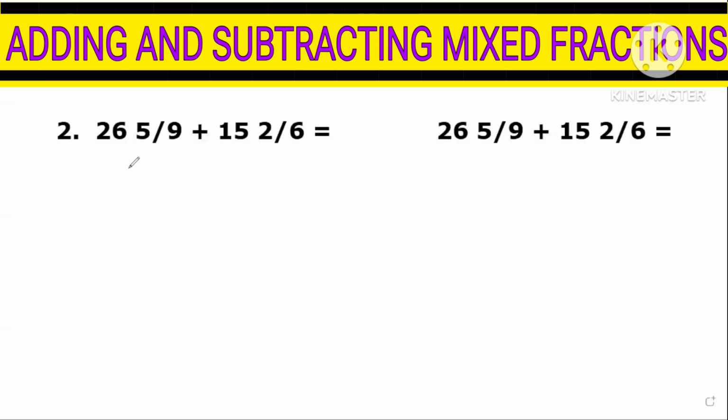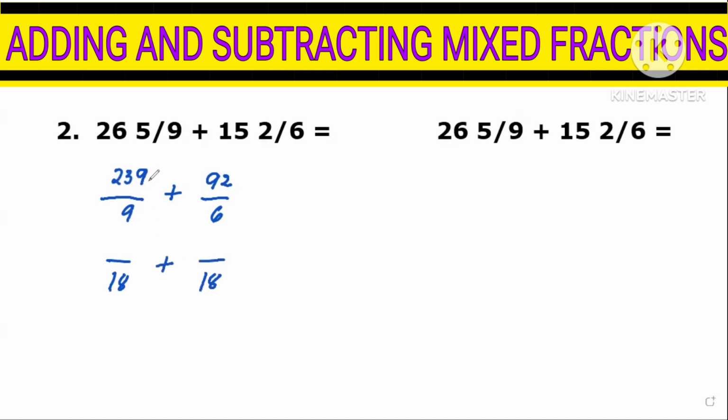So let us try this one. Number 2, 26 and 5/9 plus 15 and 2/6. So, unahin uli natin yung pag-transform ng mixed fraction to improper. So, 26 and 5/9, 9 times 26. O, diba? Doon pa lang, mahirap na. Kung gagamitin na natin ng calculator yan, that is 234 plus 5 is 239 over 9 plus 15 times 6 is 90 plus 2 is 92 over 6. And then transform this into equivalent fractions using 18 as denominator.